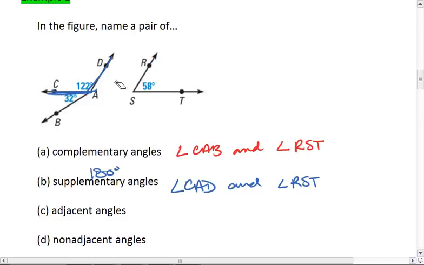And remember, as long as you pick the same angle, it doesn't matter if you named it slightly different. For example, in this one, you could have named it angle DAC and angle TSR. Exact same thing.